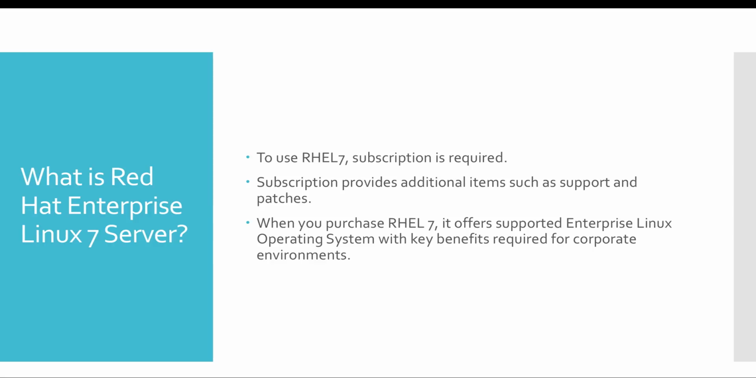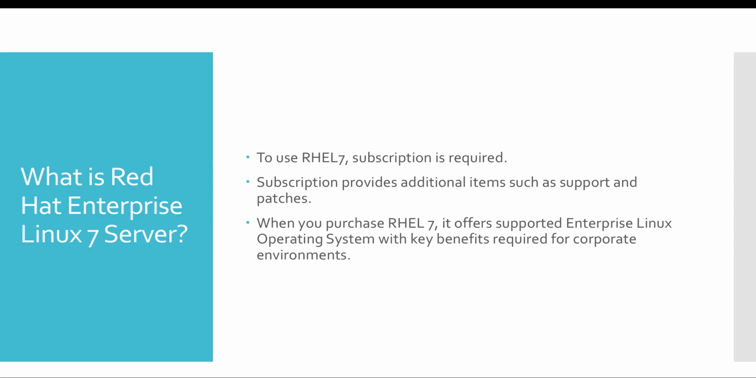So what is Red Hat Enterprise Linux 7 server? To use RHEL7, we basically need a subscription from the Red Hat vendor. This subscription provides additional items such as support and patches. When you get the initial basic Red Hat Enterprise Linux 7, it comes with a lot of software, but not all software is perfect. Sometimes after some days you definitely face some issues and you have to apply patches to that particular software. Those patches you get from the Red Hat vendor when you subscribe to them.